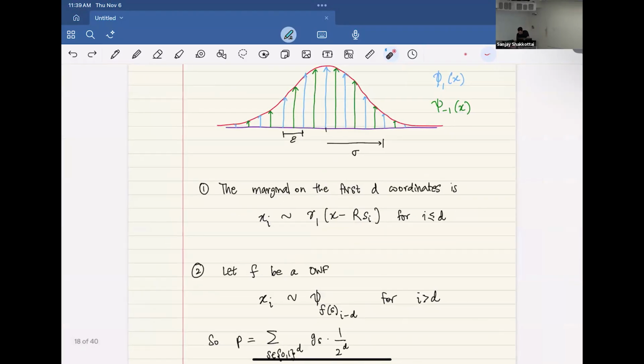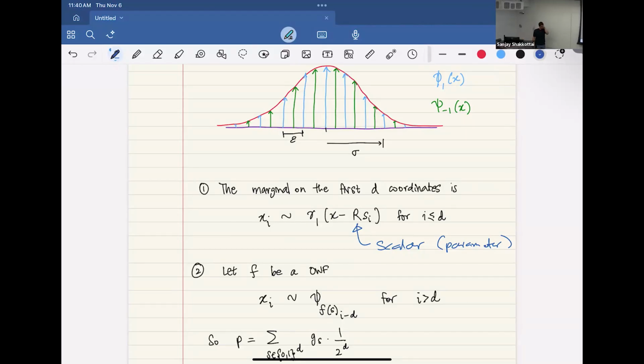Now we can talk about what G sub S is. The marginal on the first D coordinates is just a standard Gaussian centered at R times S sub I. R is not arbitrary, this is a scalar parameter. It's just some parameter that they will set appropriately. But basically, the first D coordinates are a standard Gaussian where the bias in the Gaussian depends on S. Remember, we're talking about G sub S, where S is a specific D-bit binary sequence right now.